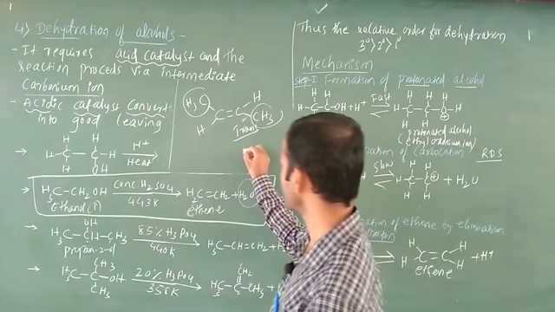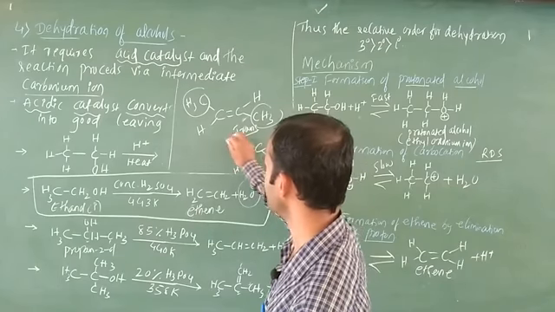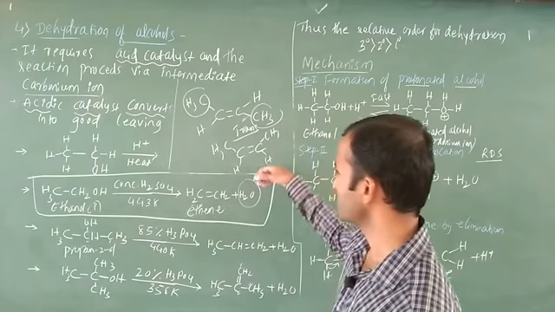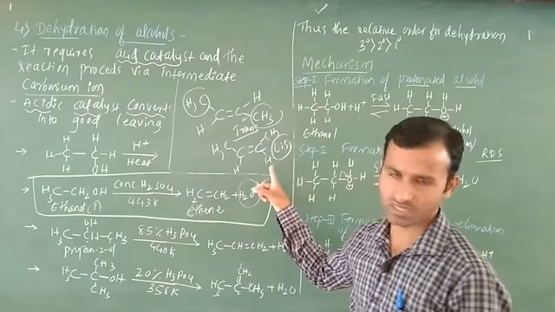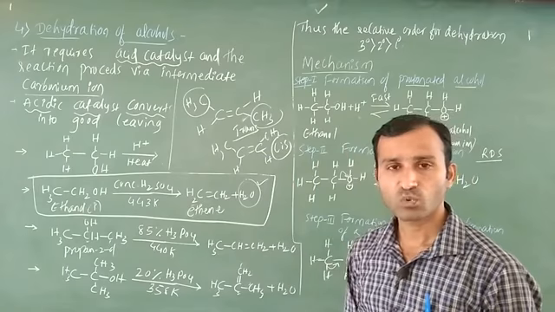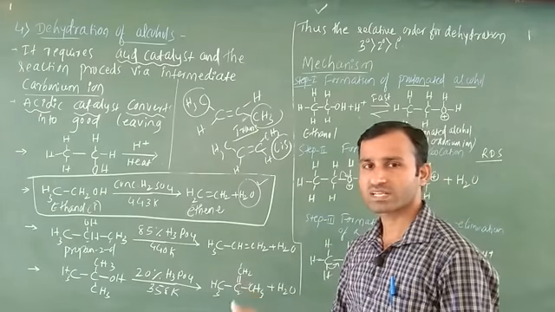If you want the cis form, you have to write it like this. Here H, here H, here CH3, here CH3. Hydrogen and hydrogen are on the same side, CH3 and CH3 on the same side. This indicates cis. This one indicates trans. Out of these two, which is more stable? The trans product is more stable. Why is trans more stable? Due to Saytzeff rule.